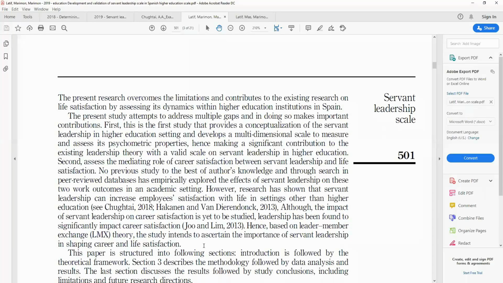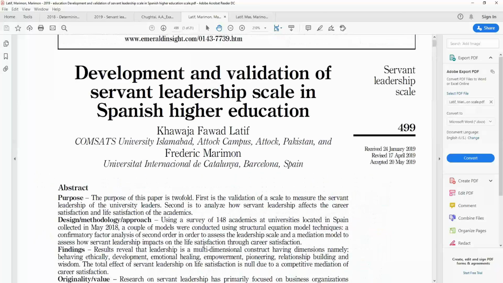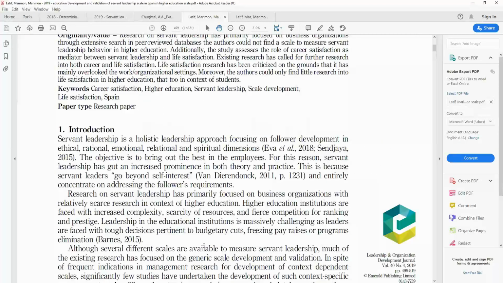So this is how you read the introduction of a research paper: how you identify the value of your research, how you identify the gaps and limitations of existing research, and how you mention the contribution of your study.